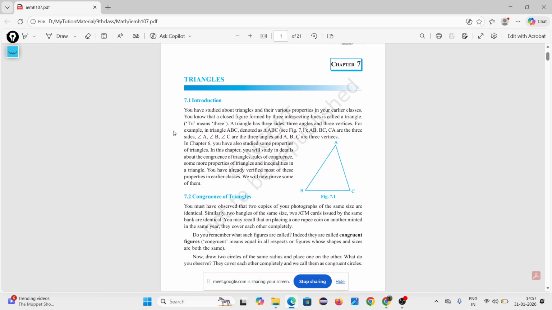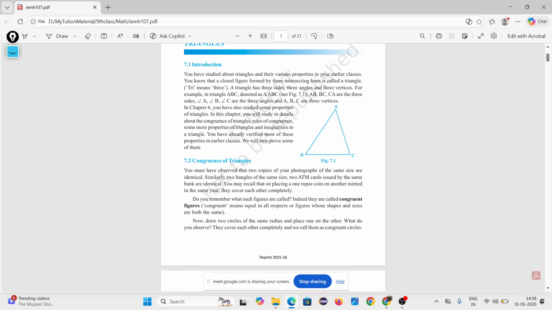Okay, before starting this chapter we have to understand some terms, which are important to learn this chapter. Quickly write down: triangle.